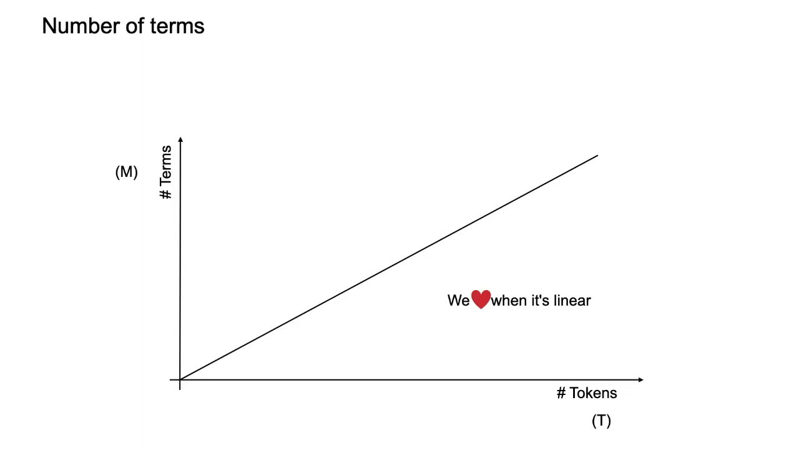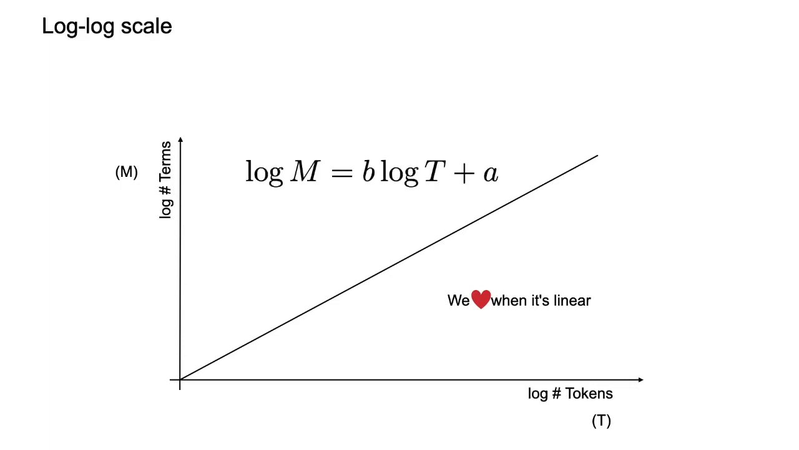of course, if we want to analyze data and so on, we love linear regression when things are actually linear. Well, it's not linear, that's for sure. It's not going to scale linearly in terms. But if you look at the log-log scale, so you plot the log of terms and the log of the number of tokens, so log of M and log of T, and you try to do a linear regression with that, you're actually going to succeed.